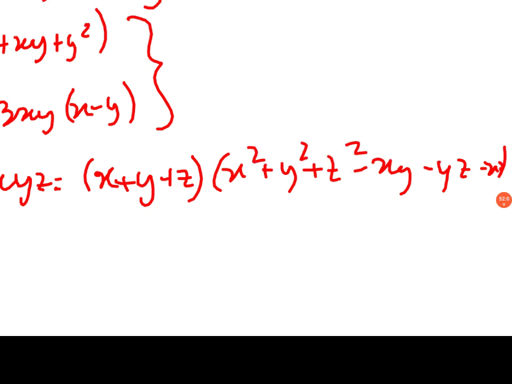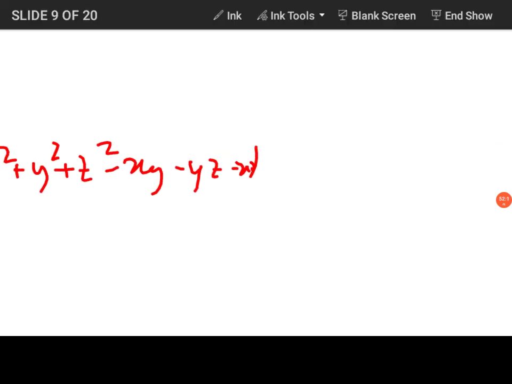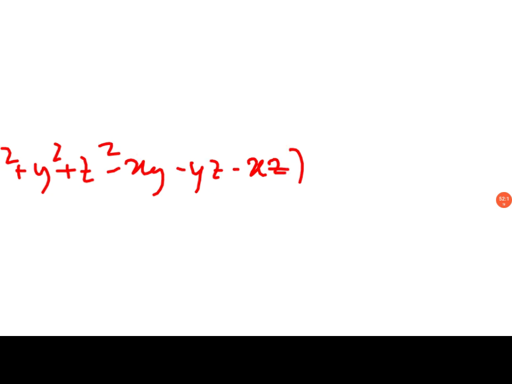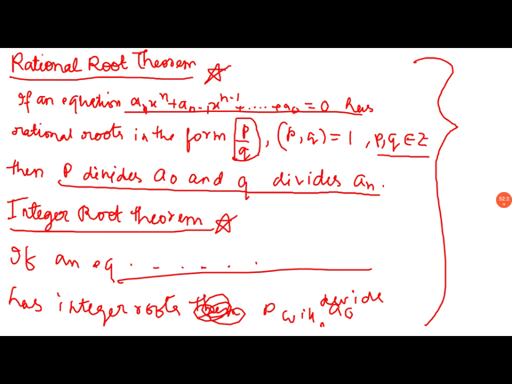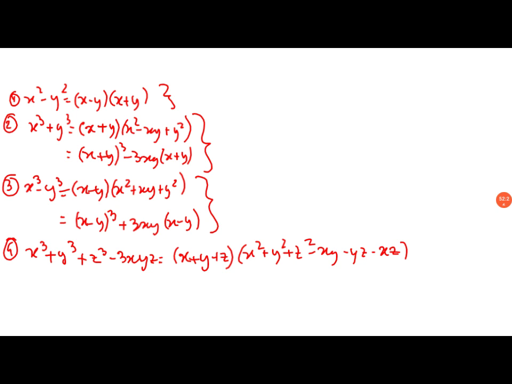Okay, this is the identity, x cube plus y cube plus z cube minus 3xyz is equals to x plus y plus z multiplied by x square plus y square plus z square minus xy minus yz minus xz.